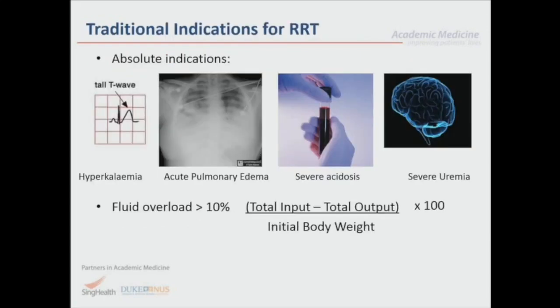So these are the usual traditional indications for RRT, which we have all learned in med school. Hyperkalemia that's refractory to medical therapy. Severe acute pulmonary edema. Severe acidosis. Severe uremia. Fluid overload that is intractable and refractory to medical diuresis is also an indication for RRT. There is a formula that you can calculate, but generally we can go by clinical settings and by the clinical picture and the urine output for patients.